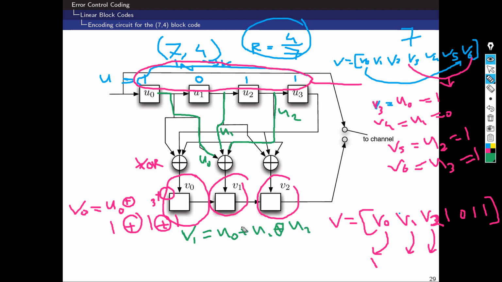What's the value of U0? U0 is 1. U1 is 0, and U2 is 1. You XOR them with each other: 1 XOR 0 is 1, XOR 1 equals 0. So V1 is equal to 0. Here you put 0. We finished V1. We move to V2.